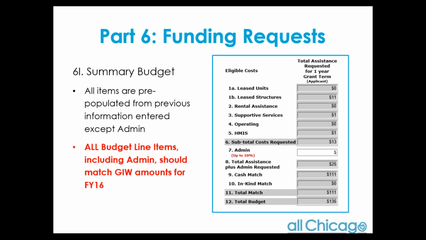Once you complete all of those separate budget category screens, you'll have a summary budget. All items will be pre-populated from those previous screens, and then you will enter your admin amount here. You'll see all of them are grayed out, and the admin amount is the only one that you can enter in here. And again, the admin amount should match the GIW amount that you have for admin in fiscal year 16. You are not able to change that at this time through the project application. And you're not able to change any other budget categories or line items in the actual application itself.